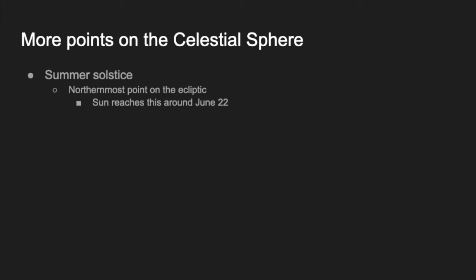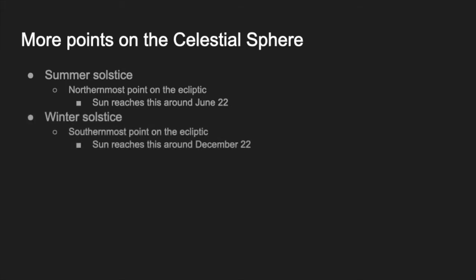And the sun will reach this around June the 22nd each year. We have to say around because we have 24 time zones on Earth. And sometimes it could be June the 21st, sometimes it could be June the 22nd, sometimes it could be June the 23rd, depending on where you are on the planet. But when the sun hits that northernmost point, that is said to be the start of summer. So if you hear a meteorologist say summer begins at 7:56 a.m. today, that means that the sun has just reached that northernmost point on its path.